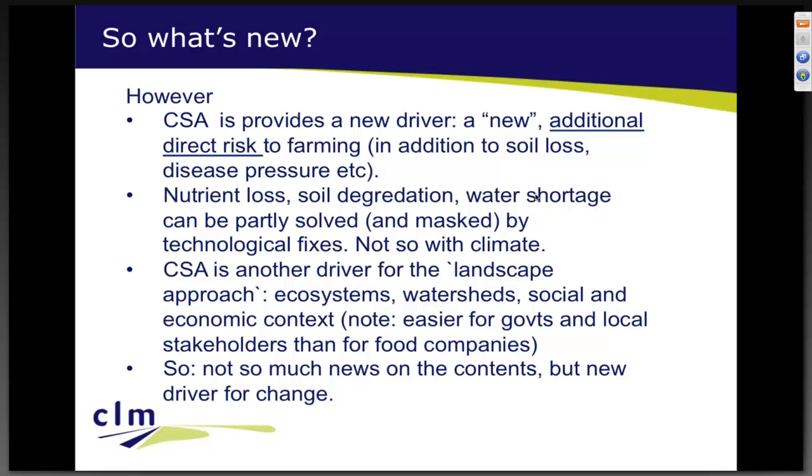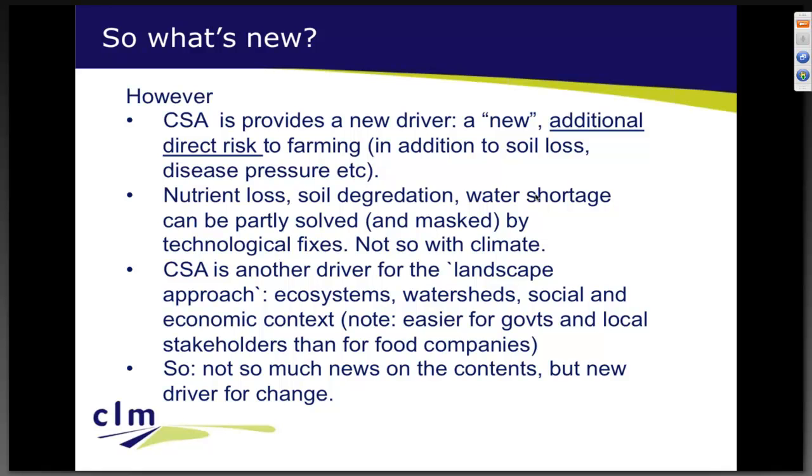Well, there is a new driver because it's an additional direct risk to farming now. Soil loss is really something new, disease pressure new. Climate change is actually a problem for a farmer if he doesn't deal with it. And so far we've been able to mask poor soil quality or water shortage, nutrient loss by technological fixes, by pumping up water from further away or deeper out of the ground, or by putting in more nutrients even in a poor soil to produce sufficiently. Climate change cannot be fixed by just technology. This is a bigger one.